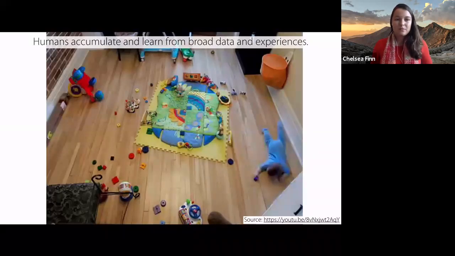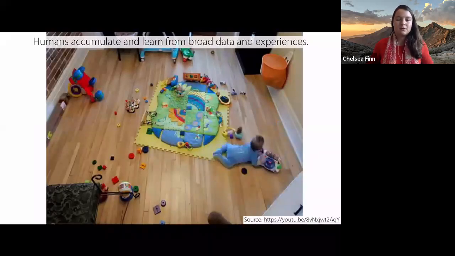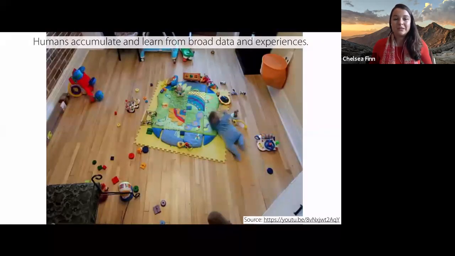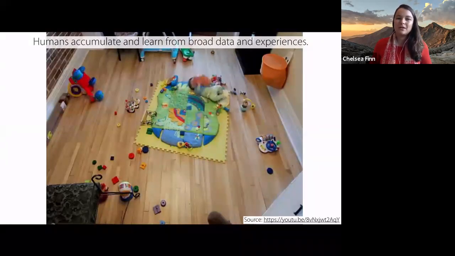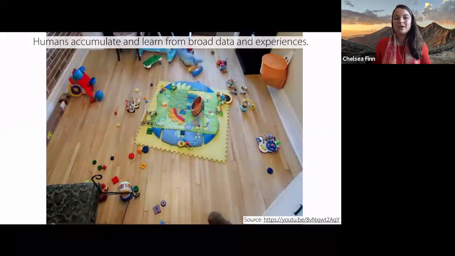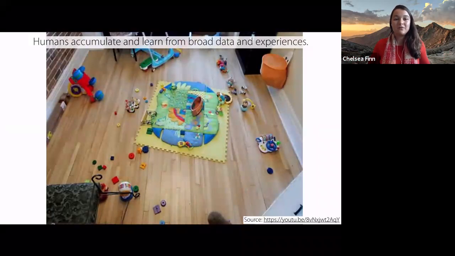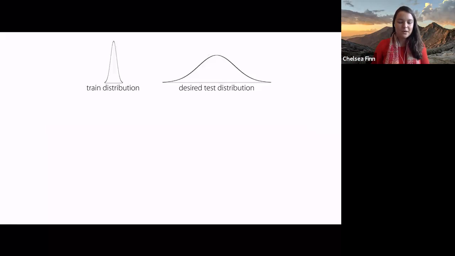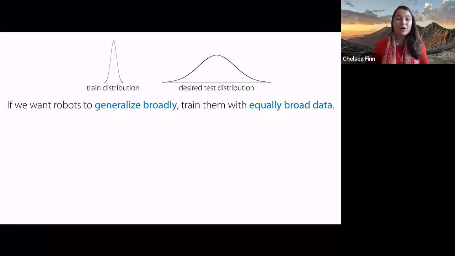One thing that we can learn from humans, perhaps, is that humans accumulate and learn from broad data and broad experiences. Instead of training a robot on a few hours of data in one room, can we allow robots to interact with lots of different objects in lots of different environments? Essentially, if we want robots to generalize broadly, maybe we should think about training them with equally broad data. We could try to solve this problem by widening the training distribution on which we train robots.